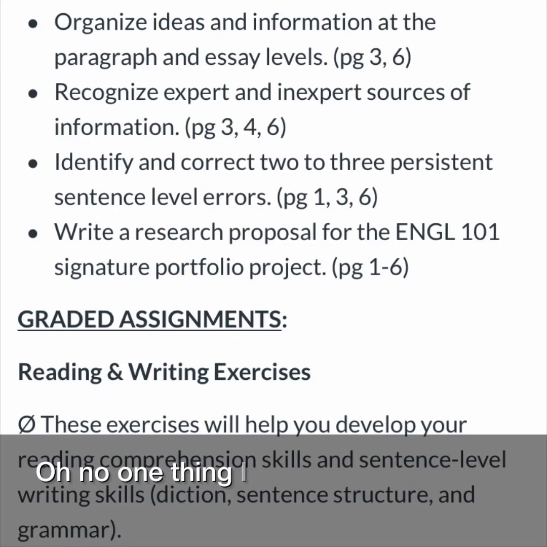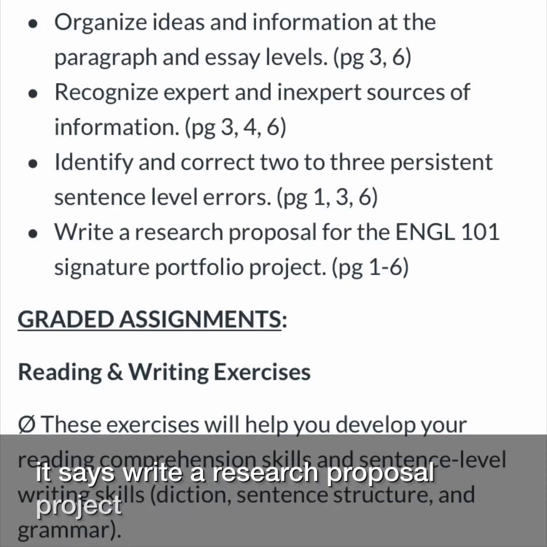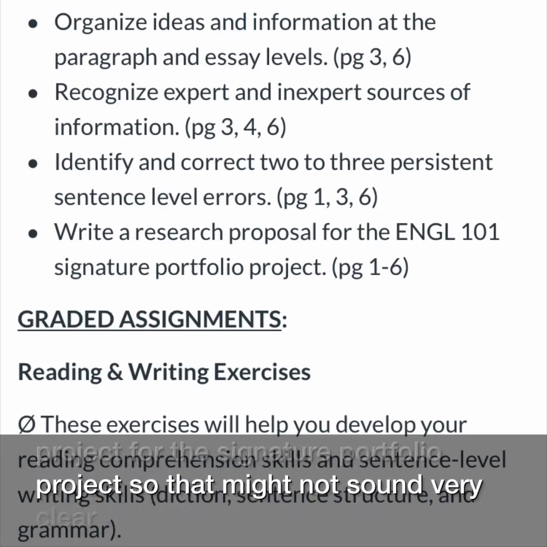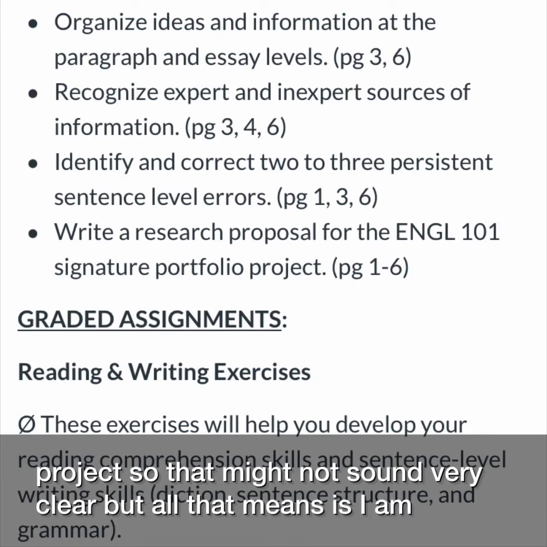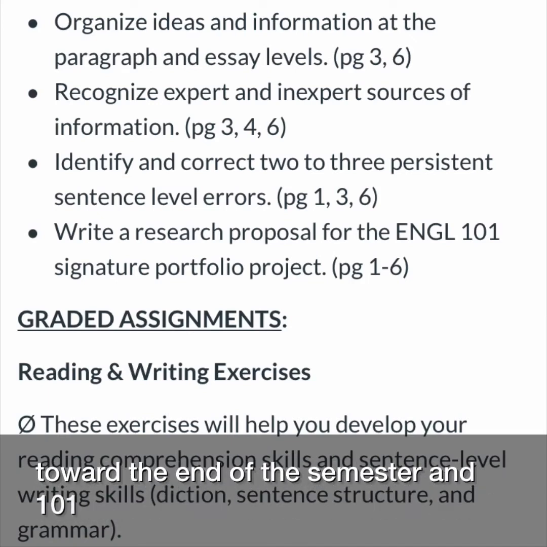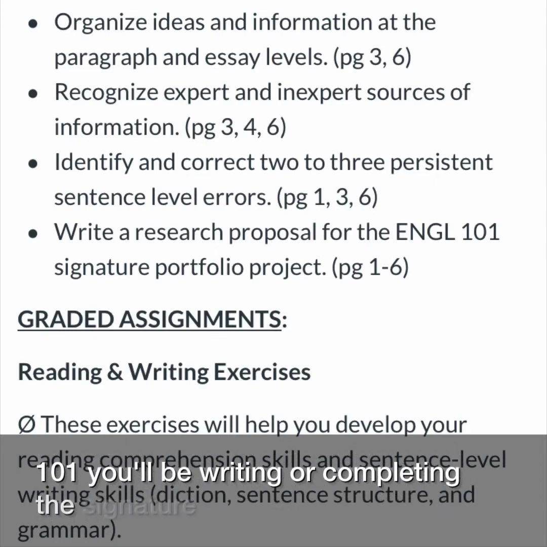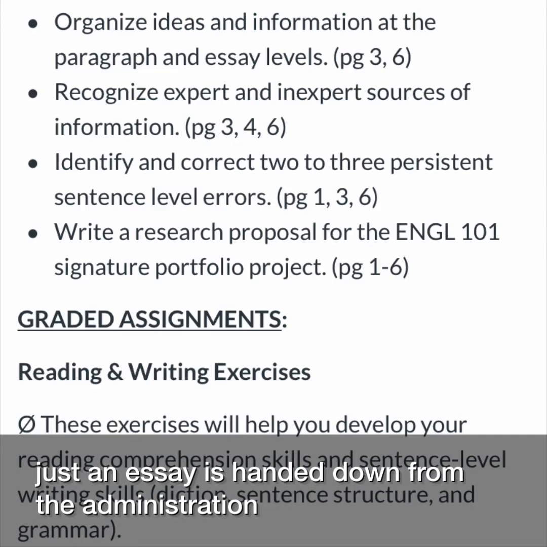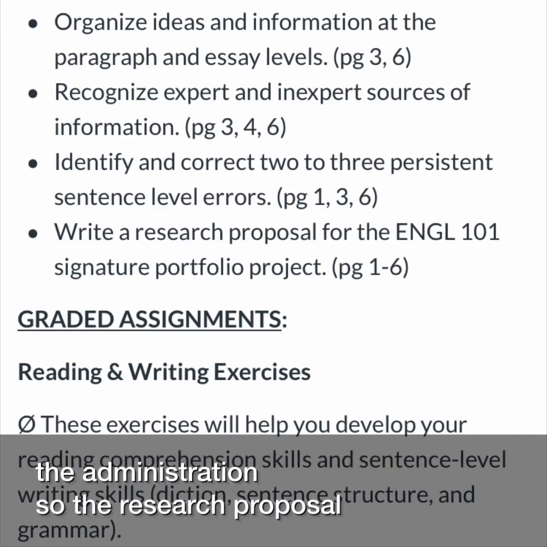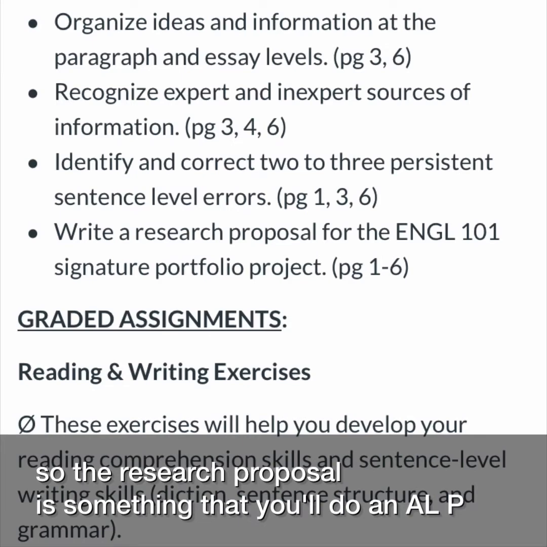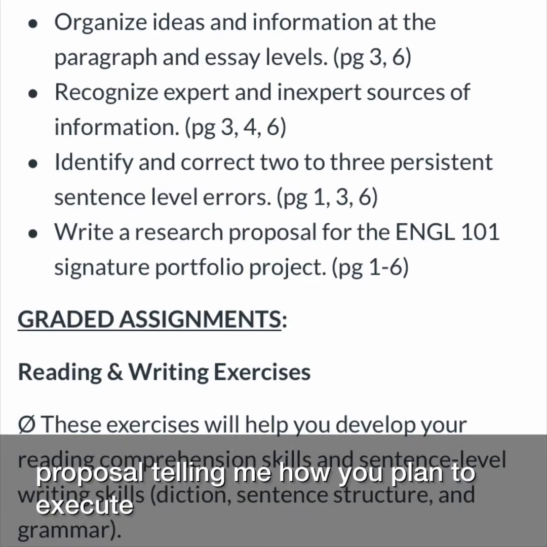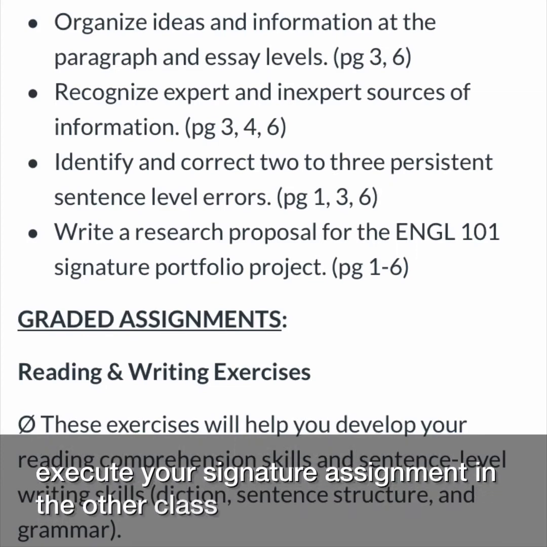One thing I did just notice is where it says write a research proposal project for the signature portfolio project. That might not sound very clear, but all that means is toward the end of the semester in 101, you'll be completing the signature assignment, which is just an essay that's handed down from the administration. The research proposal is something that you'll do in ALP, where essentially you'll write a proposal telling me how you plan to execute your signature assignment in the other class.